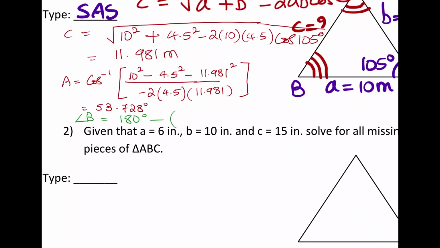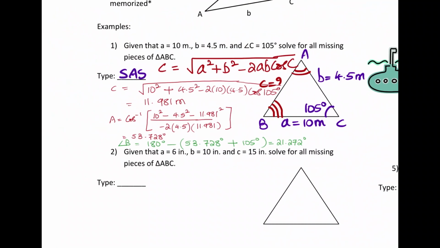I'm going to subtract from 180 degrees angles A and C. So A we just calculated, 53.728, and C was already given in the problem as 105. So I'm going to add them up and then subtract from 180. And that is giving me 21.272 degrees for angle B. So now we have completely solved this triangle for all the missing pieces.